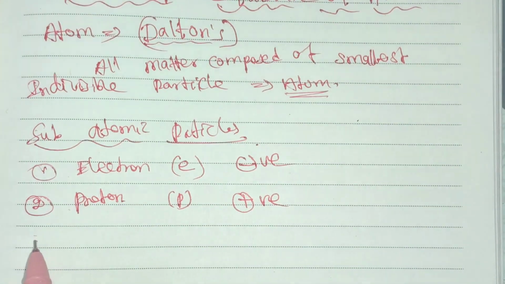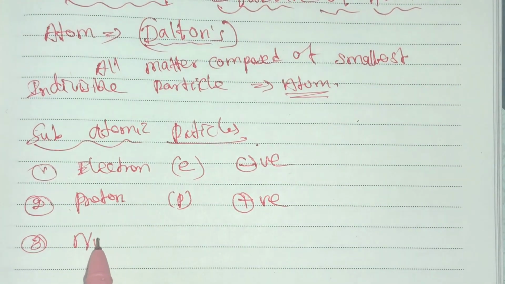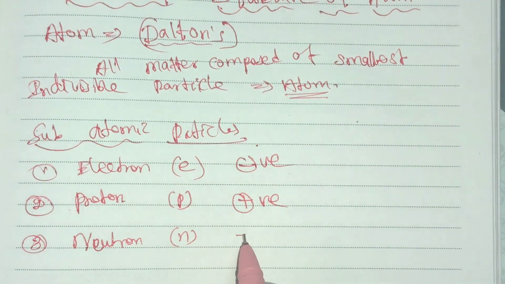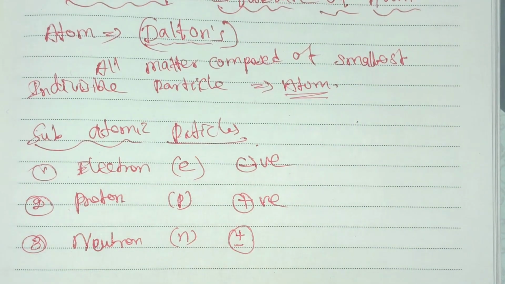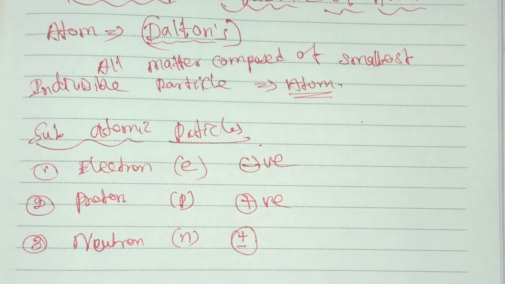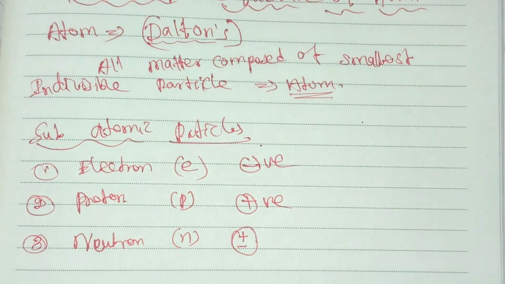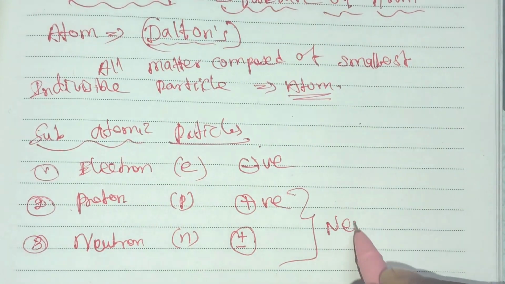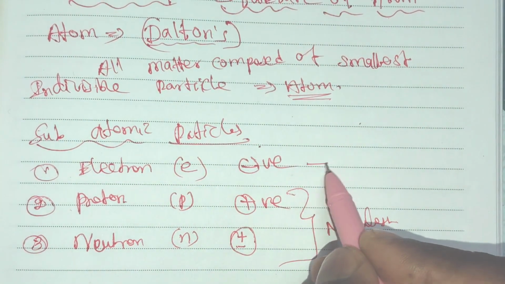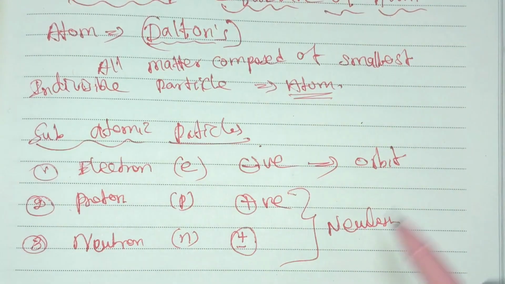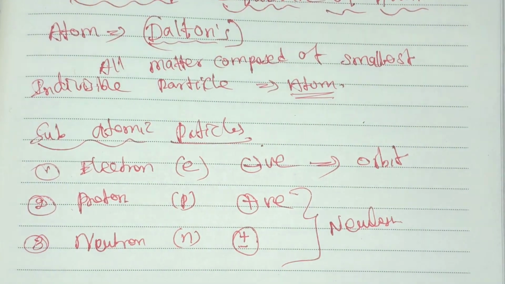The third is the neutron, with the symbol n. It is neutral, meaning positive and negative are equal; it is a chargeless particle in the atom. The proton and neutron are present in the nucleus, but the electron is present in the orbit. We will see the nucleus and orbit in upcoming theory.